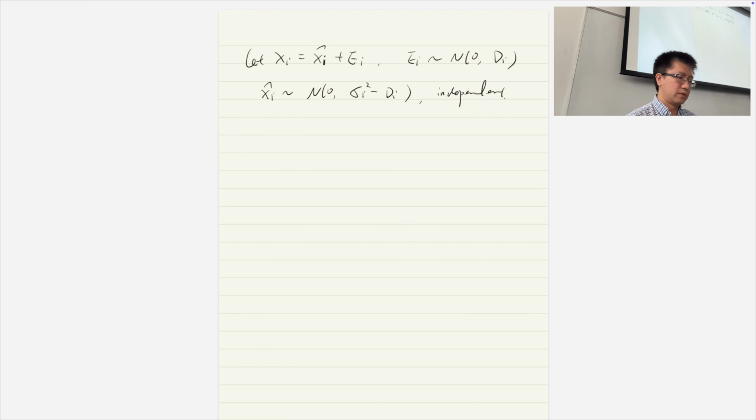Okay, so the ei and xi hat are independent. And by doing that, we can show the lower bound can be achieved, right? So that'll be our distortion. Okay, rate distortion function.